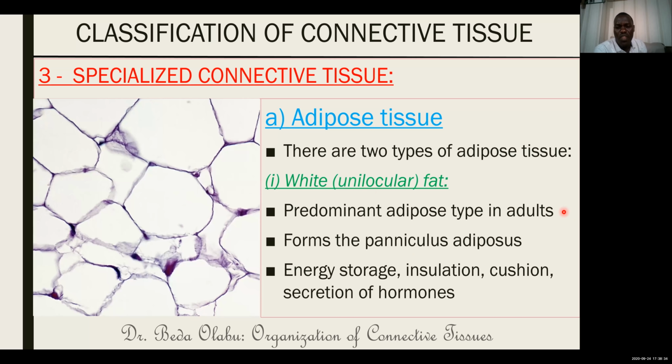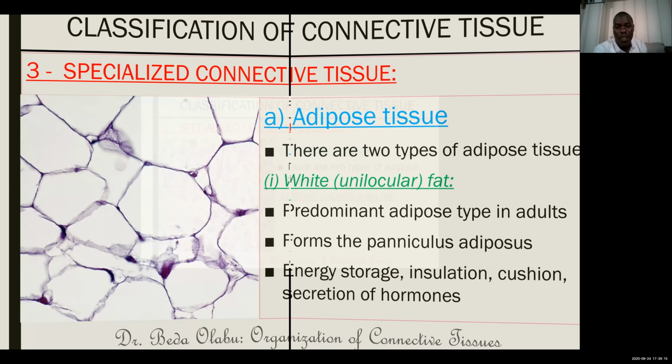It will store energy, so you can use it when there's no carbohydrate. It will insulate you against temperature loss. Cushioning is important. If I fall on my buttocks, I might injure myself and have a fracture of my bones. If one of you falls, there'll be no effect because there's enough cushion. Also, these cells produce some hormones, as I've already talked about.